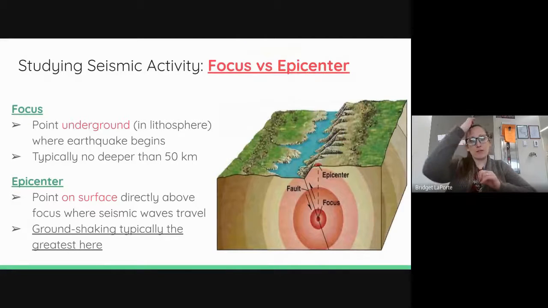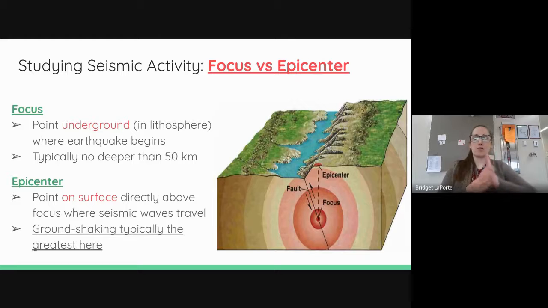In terms of some vocabulary, so we understand when we look at or hear about earthquakes, they usually use terms like the focus and the epicenter. And so basically, the difference between these two things just has to do with location. So the focus is the point underground where the earthquake began. So literally like the point where the rocks went and moved past each other. And that's your focus. So that's our originating point underground.